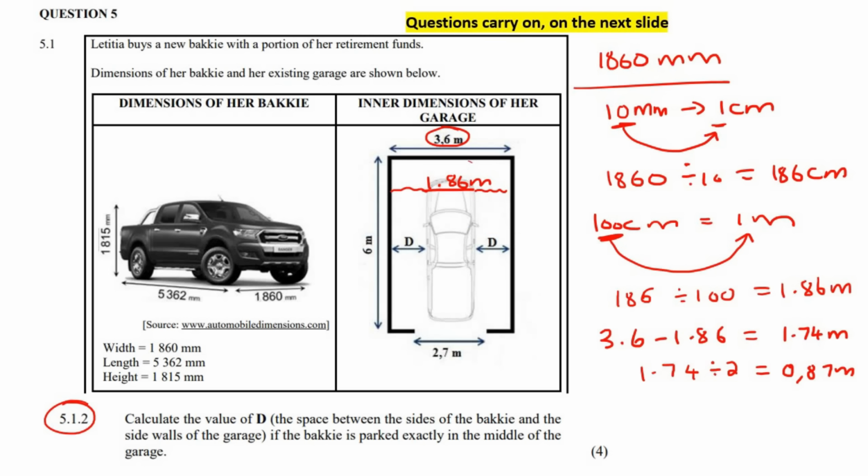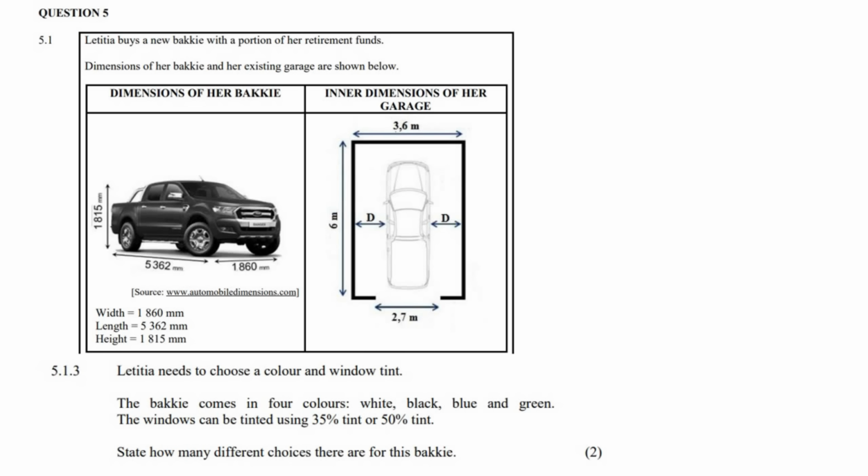Do you understand that? 0.87 meters there, 0.87 meters there. Together those two parts would give us 1.74. And then if you say 1.74 plus 1.86, that gives you a total distance across of 3.6 meters. If you did this question in millimeters instead, you should have ended up with 870 millimeters. This question says that Letitia needs to choose a color and a window tint.